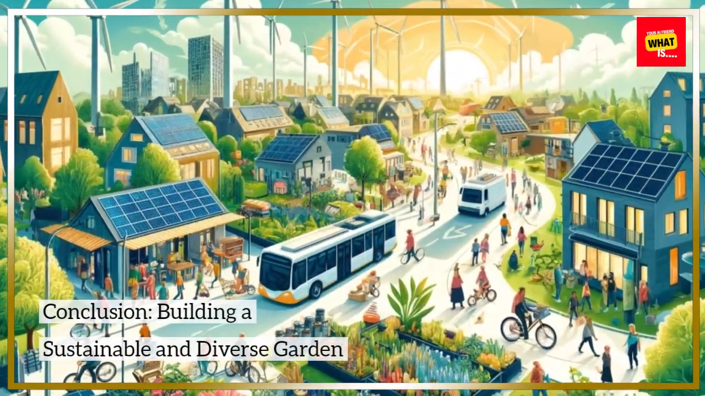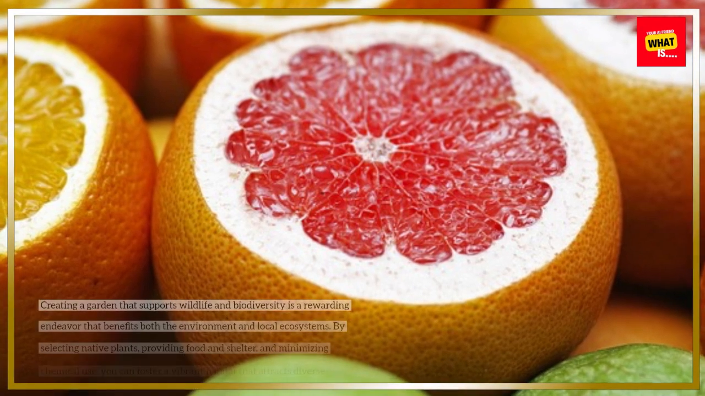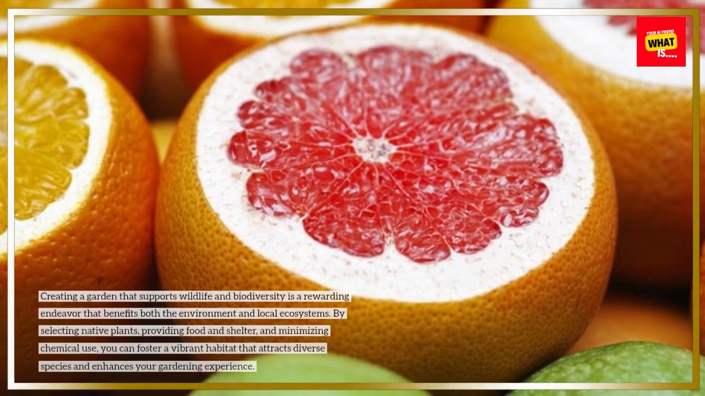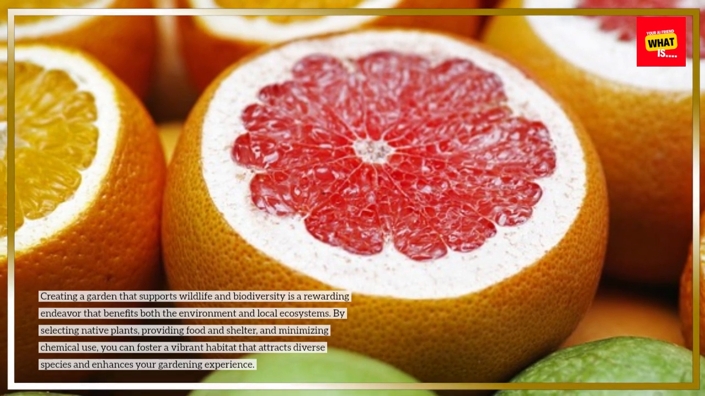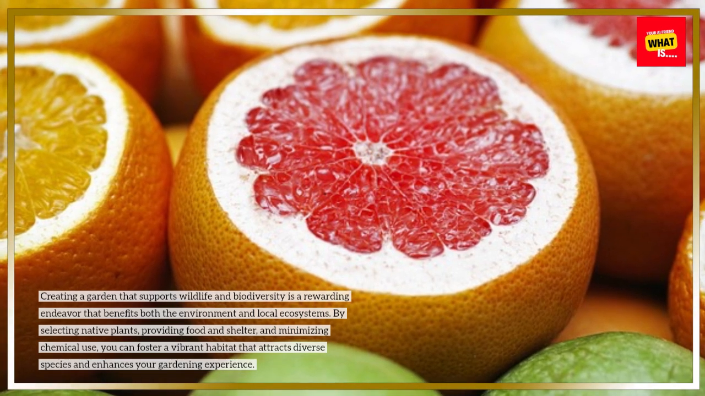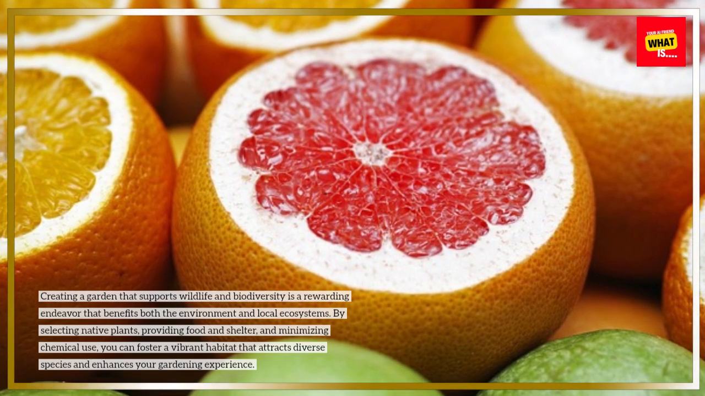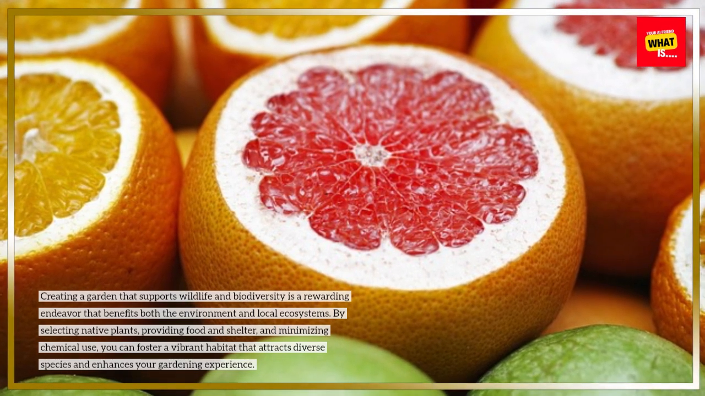Conclusion: building a sustainable and diverse garden. Creating a garden that supports wildlife and biodiversity is a rewarding endeavor that benefits both the environment and local ecosystems. By selecting native plants, providing food and shelter, and minimizing chemical use, you can foster a vibrant habitat that attracts diverse species and enhances your gardening experience.